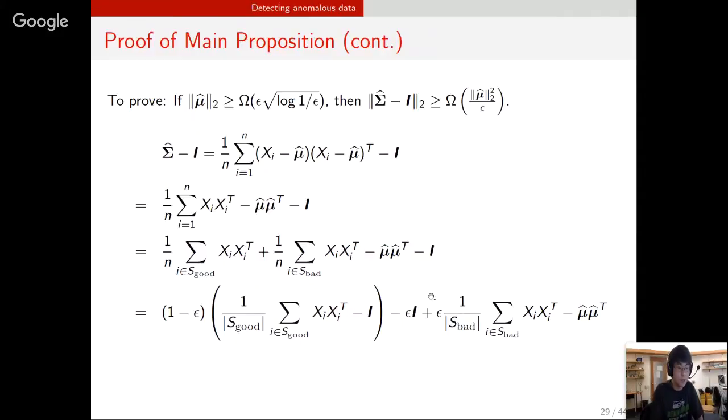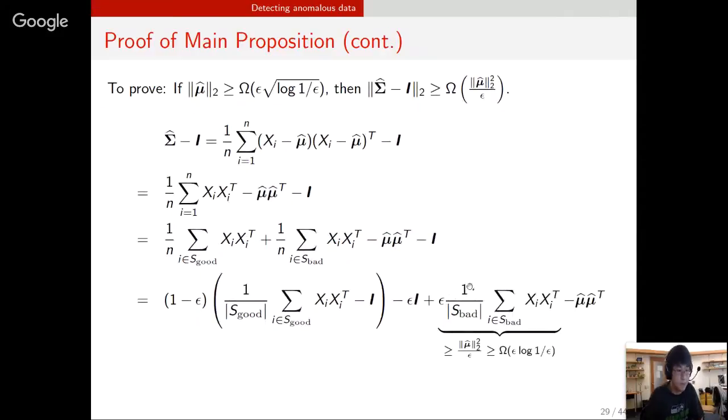The third term is the thing I lower bounded previously. The third thing without this epsilon in front had a spectral norm at least the 2 norm of mu hat squared over epsilon squared. So when I multiply by epsilon, it has spectral norm at least the 2 norm of mu hat squared over epsilon. And by assumption, this is at least omega of epsilon log 1 over epsilon. I claim this term is spectrally bigger than everything else. Well, how do we see this? Let's just do it term by term.